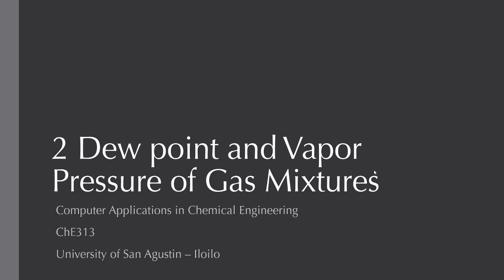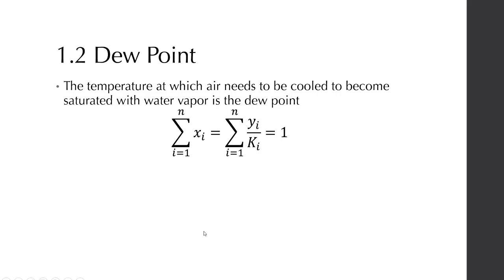Today we will be talking about the dew point and vapor pressure of gas mixtures, or gaseous mixtures. We will first talk about the dew point. The dew point is the temperature at which the air needs to be cooled to become saturated with water vapor. And it is illustrated by the following formula.